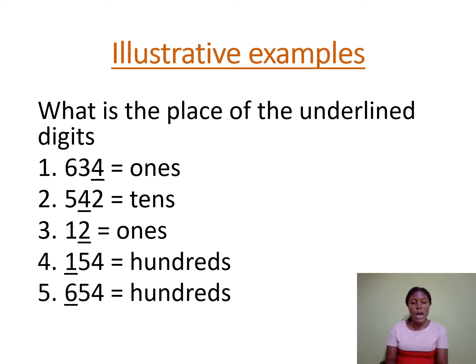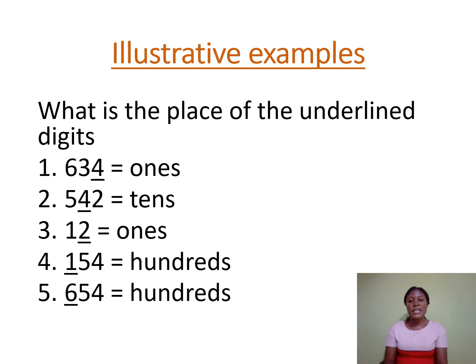Good. Now let's carry on to number 5. Now we have the number 654. The underlying number is 6. After 6, we have 2 more digits coming after it. This makes it 3. So therefore, hundreds is the place, because hundreds has 3 digits or 3 number symbols.